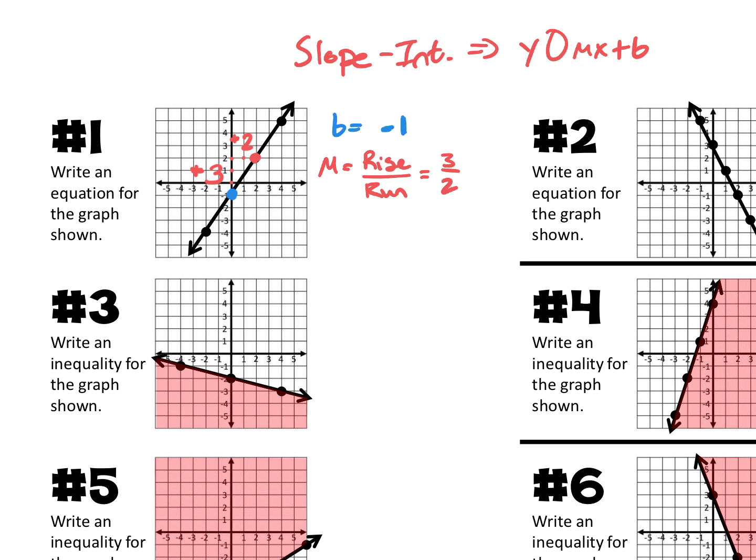Well, now since this is an equation, remember equation means equal sign. We just take y equals mx plus b, and plug in our b value and our m value. So we would get y is equal to 3 over 2 x minus 1. And we just wrote that equation.